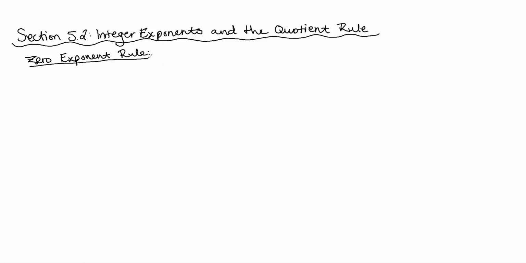So what our zero exponent rule says is that if we have any number except for zero, so any number a raised to the zero power, we always get 1. And then we're going to say a cannot equal 0, just because 0 to the 0 power is undefined.